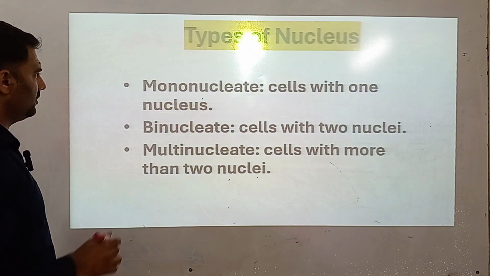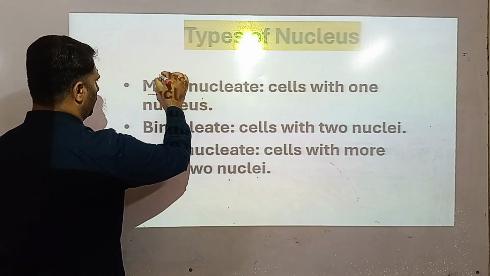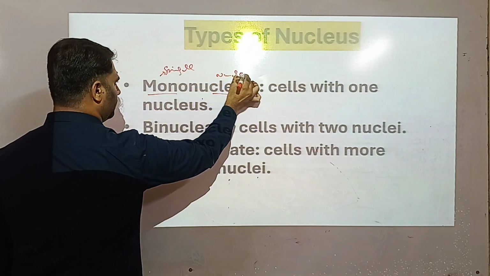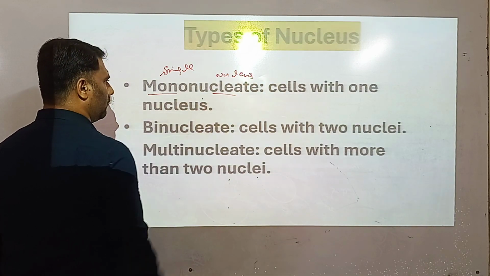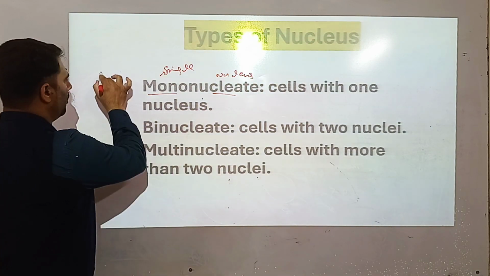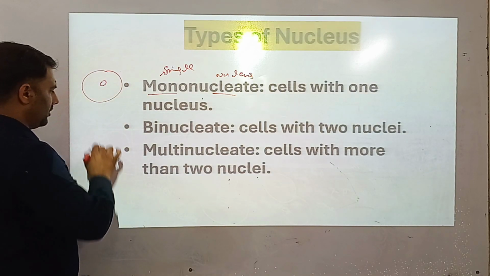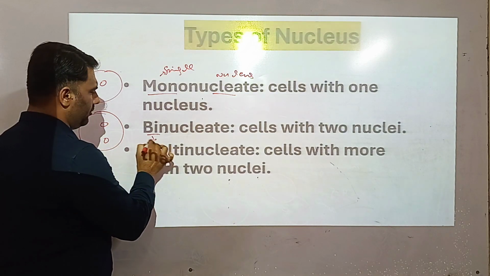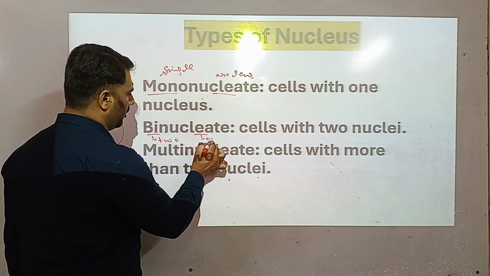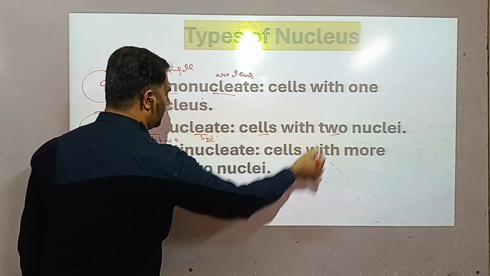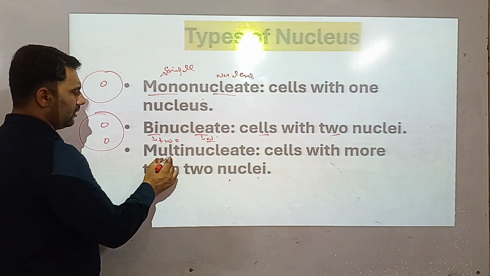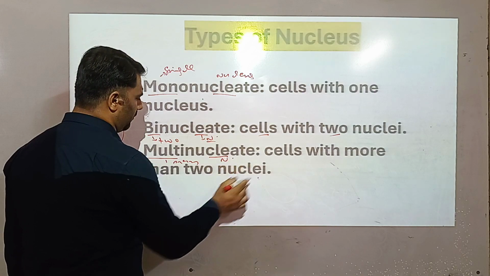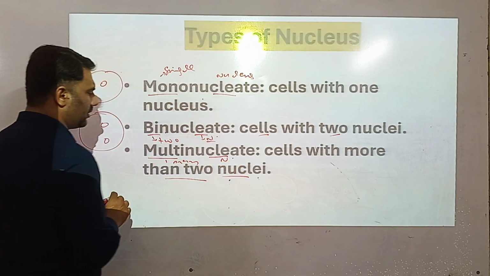Next, the types of nucleus. As we know, mono means single, and nucleate means nucleus. A cell with a single nucleus is called mononucleate. A cell with two nuclei, bi meaning two and nucleate meaning nucleus, is known as binucleate. As multi means many, a cell with more than two nuclei is multinucleate.